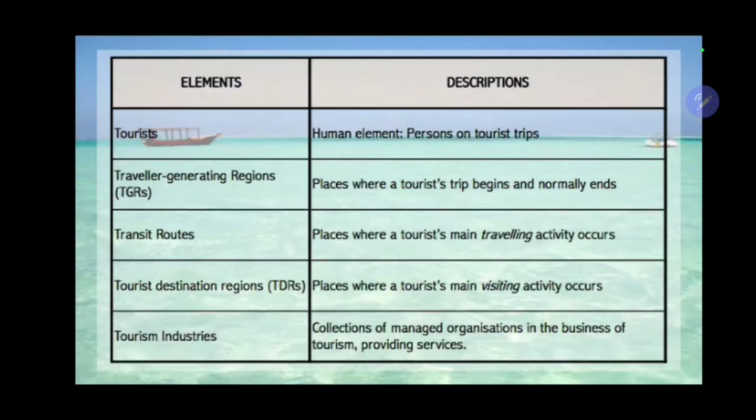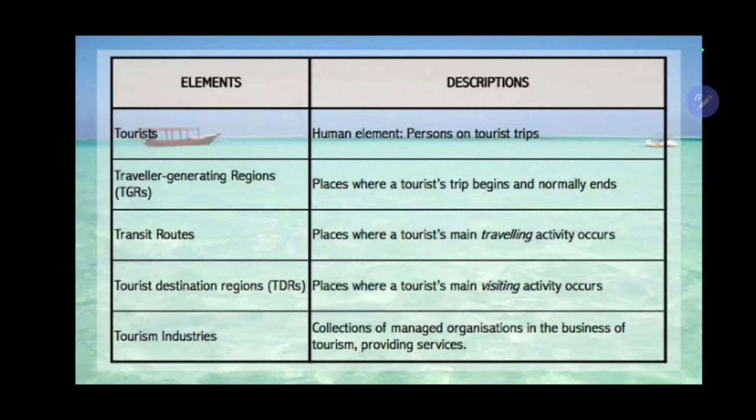Now, the transit routes, places where a tourist's main traveling activity occurs. Right, so it may include for you to get a short bite, or it may include for you to change transportation, right? Now, everything that is relating to your traveling activity will be found in the transit route. Now, for the tourist destination region, it's the place where tourists' main visiting activity occurs. So this is where you'll find all the attractions, all the things that have motivated these persons to leave from their traveler generating region to get to the destination, the need for relaxation.